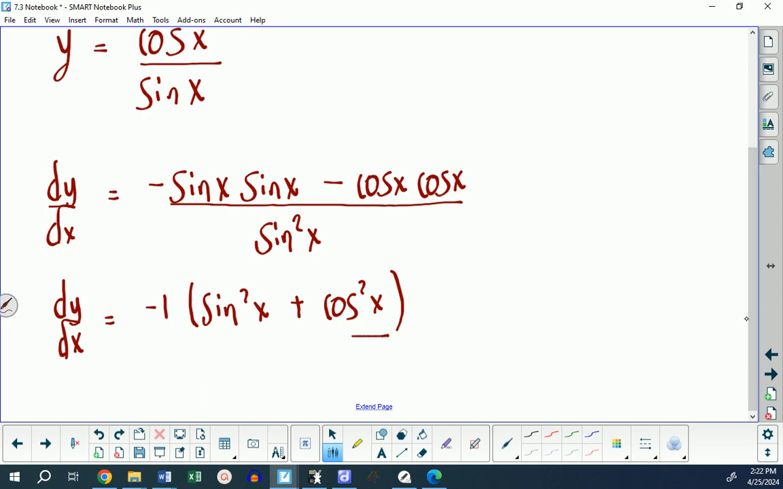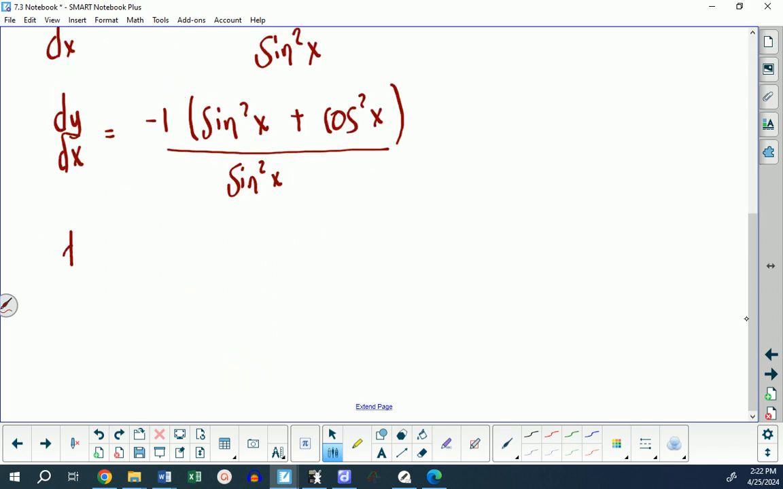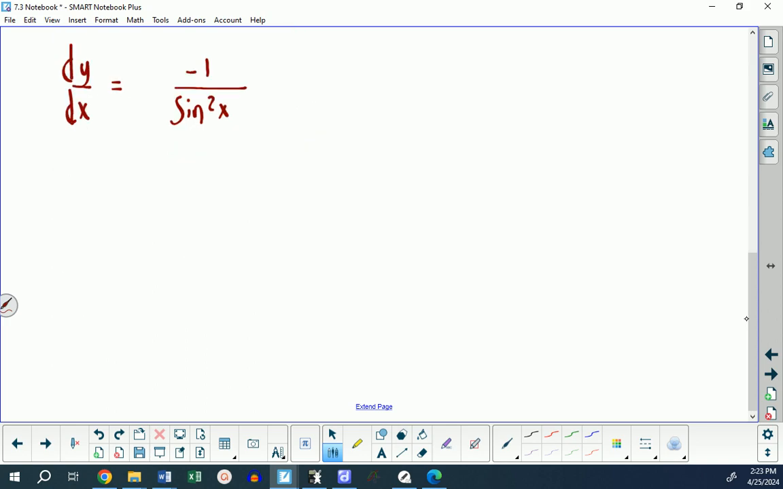And this is over sine squared of x, which simplifies, of course, to negative 1 over sine squared of x. And we would much rather, even though you might think it's not the case, we would much rather work with a reciprocal trig ratio to avoid fractions. So rather than writing negative 1 over sine squared, since the reciprocal of sine is cosecant, the reciprocal of sine squared is cosecant squared, which means we've come to this conclusion.